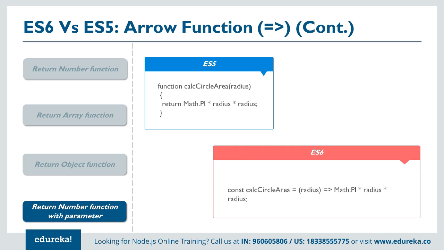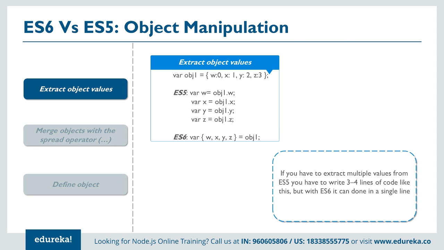Return number function with parameter. When you have a parameter, you can specify that. For these brackets for the parameter, if you have a single parameter, then the brackets are optional. You can also do it without the braces. Radius, arrow sign, and then the expression, whatever the result is will be returned. Extract object values. So this is a part of object manipulation.